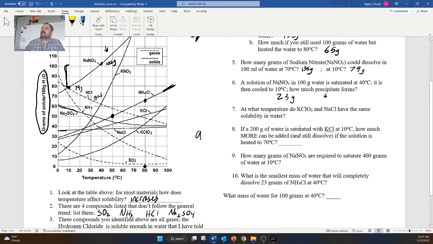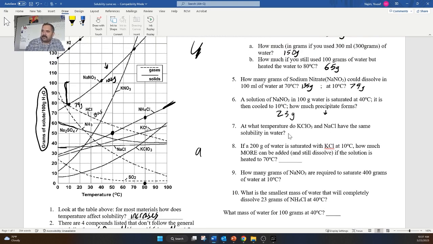At what temperature do KCl and NaCl have the same solubility in water? So KCl and NaCl, here's KCl right here. Here's NaCl right here. And they have the same solubility at about 33 degrees Celsius.